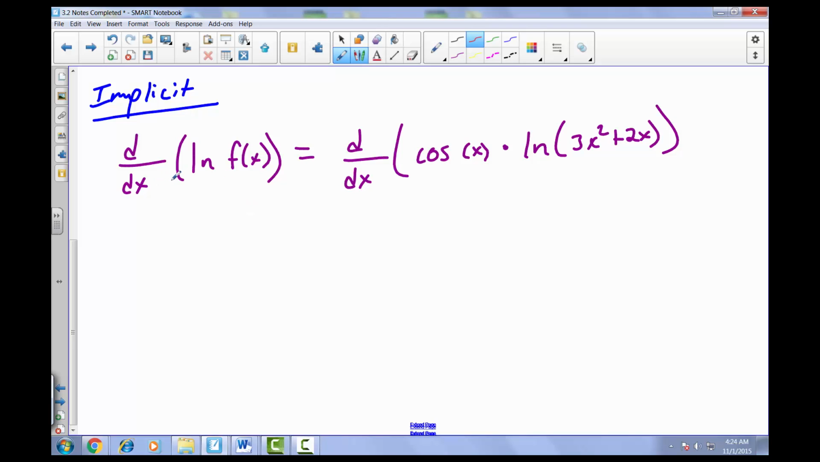So if we're trying to take the derivative of the natural log of some function, well, we know that it comes out to be the derivative on top, so f prime of x, divided by the original function, so f of x.